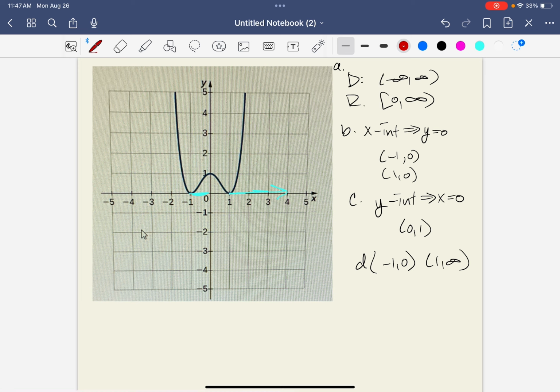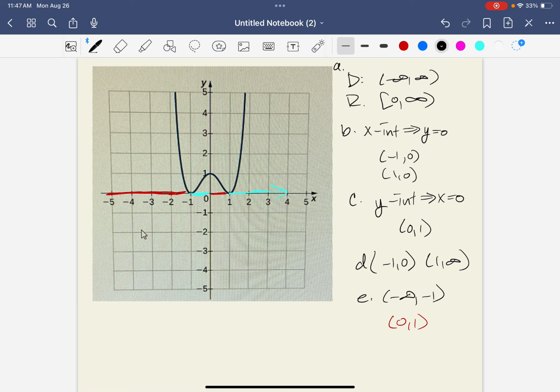And then where is this thing decreasing? It looks like it's decreasing here, so that would be for these x inputs, in other words, from negative infinity all the way up to negative 1. And then it's decreasing again for these inputs, or that part of the graph, from 0 to 1.